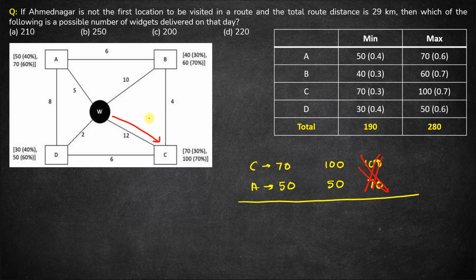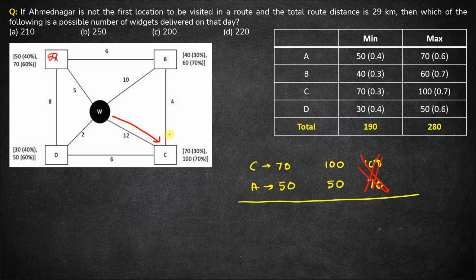So you have to go to C first. After that you cannot go to A. With this combination, you'll have to go to A, which is not possible, because B and D cannot have a demand of more than 70. So the second highest demand will be for A in this case, which is not possible. So first we go to C. So demand at A is definitely 50. That is for sure.